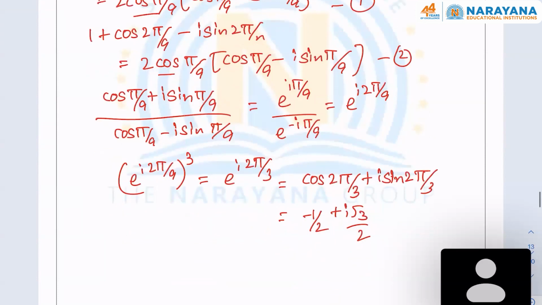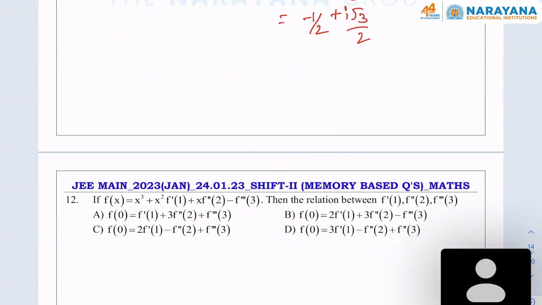Next one, f of x is equal to x cube plus x square into f dash 1 plus x into f double dash 2 minus f triple dash 3.